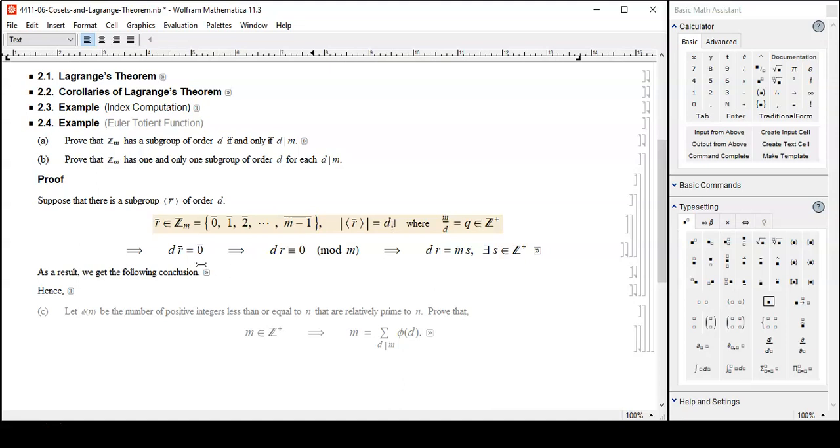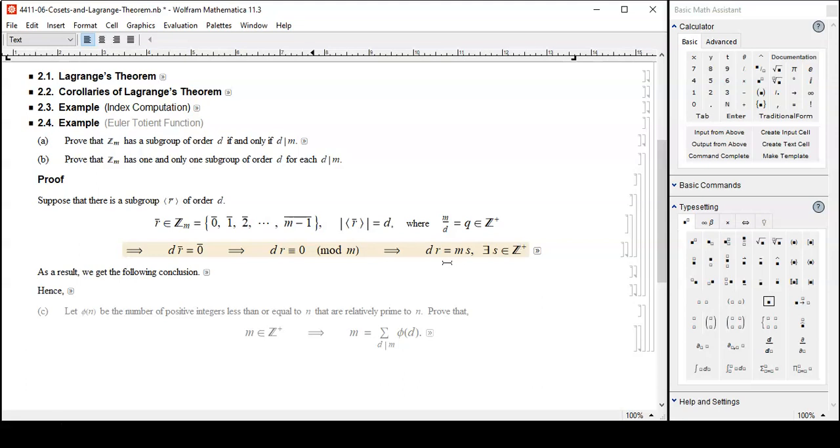In the non-abelian case, we use power expression and we multiply, but this is abelian, so we use repeated addition expression, so we use coefficient expression. So this is R bar plus R bar plus R bar repeated D times, and that should be 0. And if you use modulo operation, dr is congruent to 0 modulo m, or divisible by m. And what do we have? dr is m times some positive integer s. Does it help?